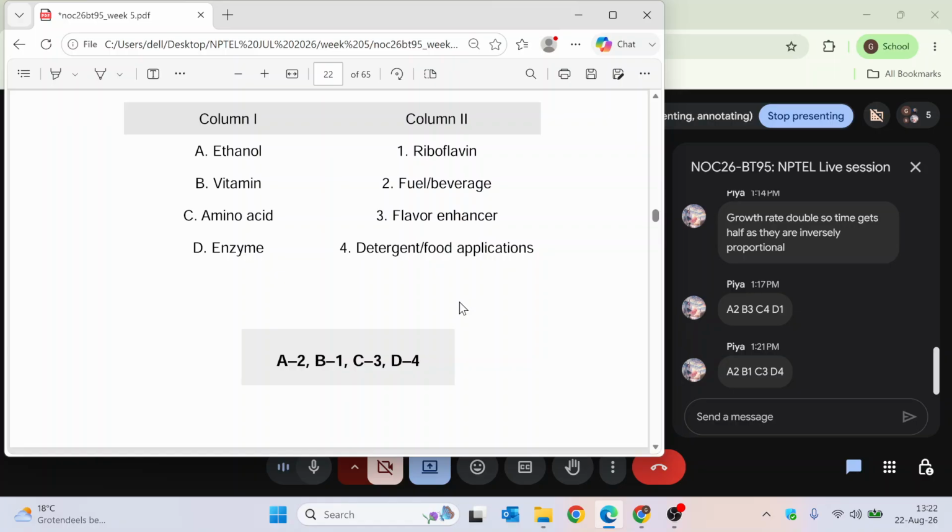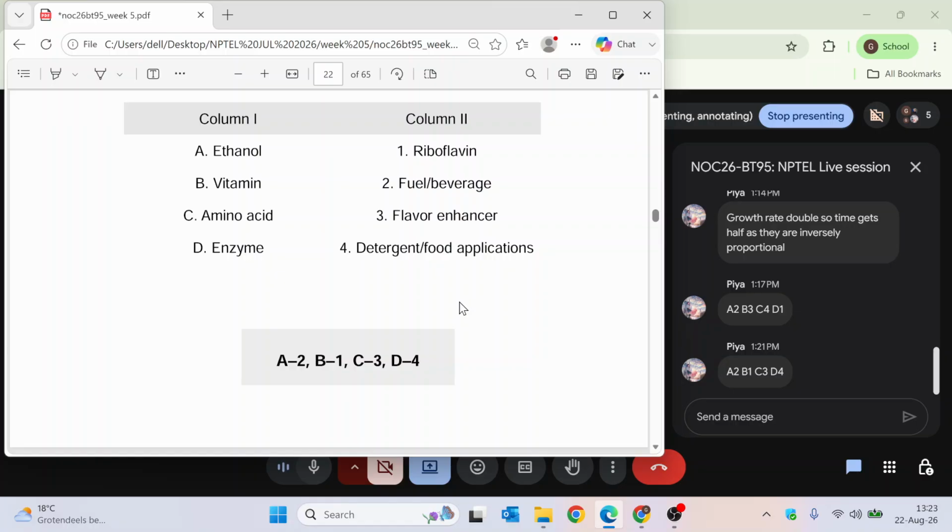So we all know about this ethanol blended petrol stuff that is happening, or ethanol being used as fuel. All this we all know. So ethanol as a fuel and ethanol as a beverage, where it's a primary thing in breweries. So ethanol as fuel or beverage, even if one of the options is given, we'll directly match it. And when we talk about riboflavin, vitamin B2, what we call vitamin B2 is actually riboflavin, and it's a micronutrient.